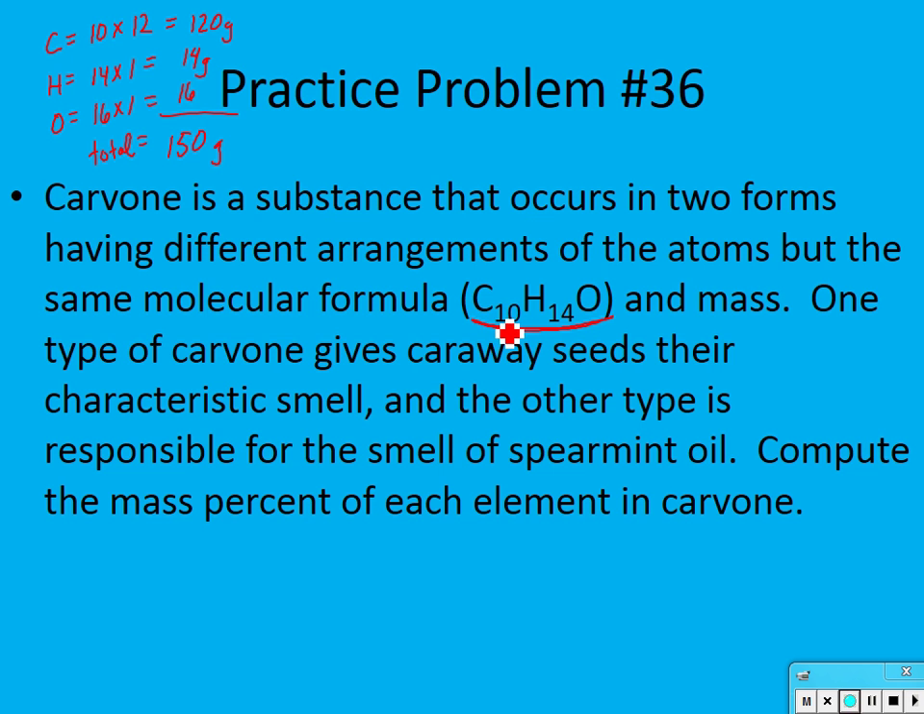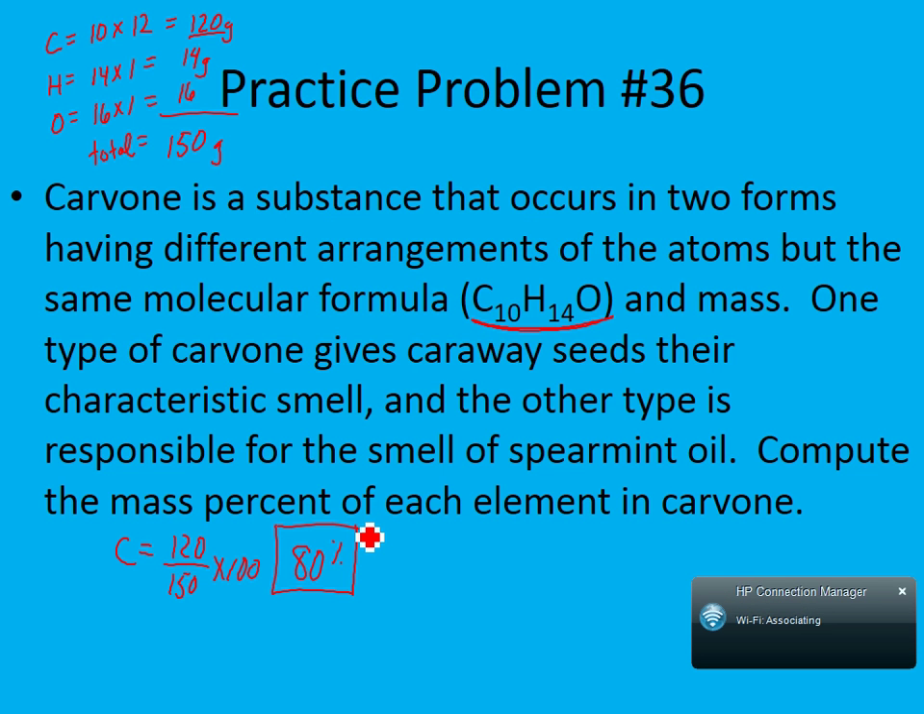So let's do it first for carbon. I'll do it at the bottom here. For carbon, you take the total from carbon, which was 120, and divide it by the total for the molecule, which was 150. And then we times that number by 100. So 120 divided by 150 times 100 gives me exactly 80. So that's 80% of the mass of this molecule comes from carbon. That's quite a bit.